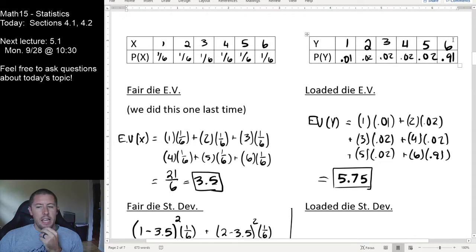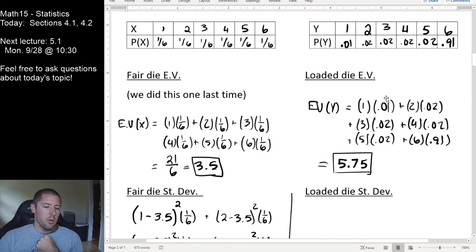So if standard deviation is saying on average, how far is the average roll from the average? Well, our average is super close to six, and most of our rolls are going to be a six. So what I'm seeing here is most of our rolls in the second die are going to be super close to the average roll. So there's not going to be a huge deviation from the mean for most of the rolls with this second die.